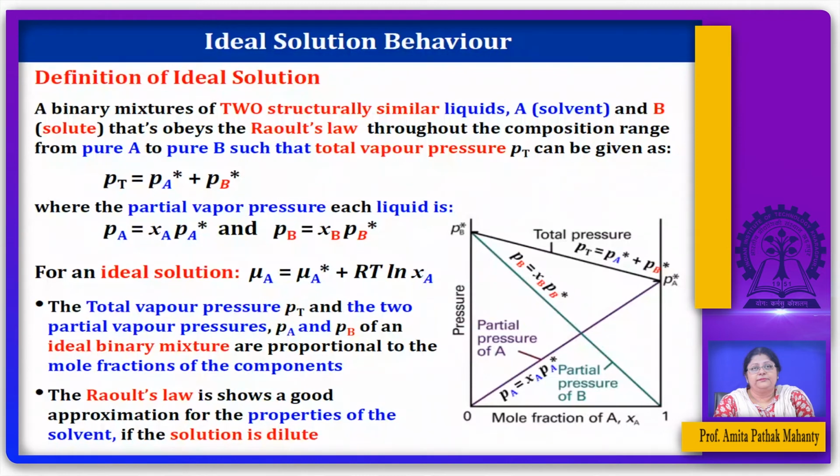If the ideal solution which we have got is obeying Raoult's law throughout the composition range of pure A and pure B, such that the total vapor pressure can be expressed as per Dalton's pressure law, that means the total pressure becomes equal to the vapor pressure of the pure state A plus the vapor pressure of the pure state B. Okay.